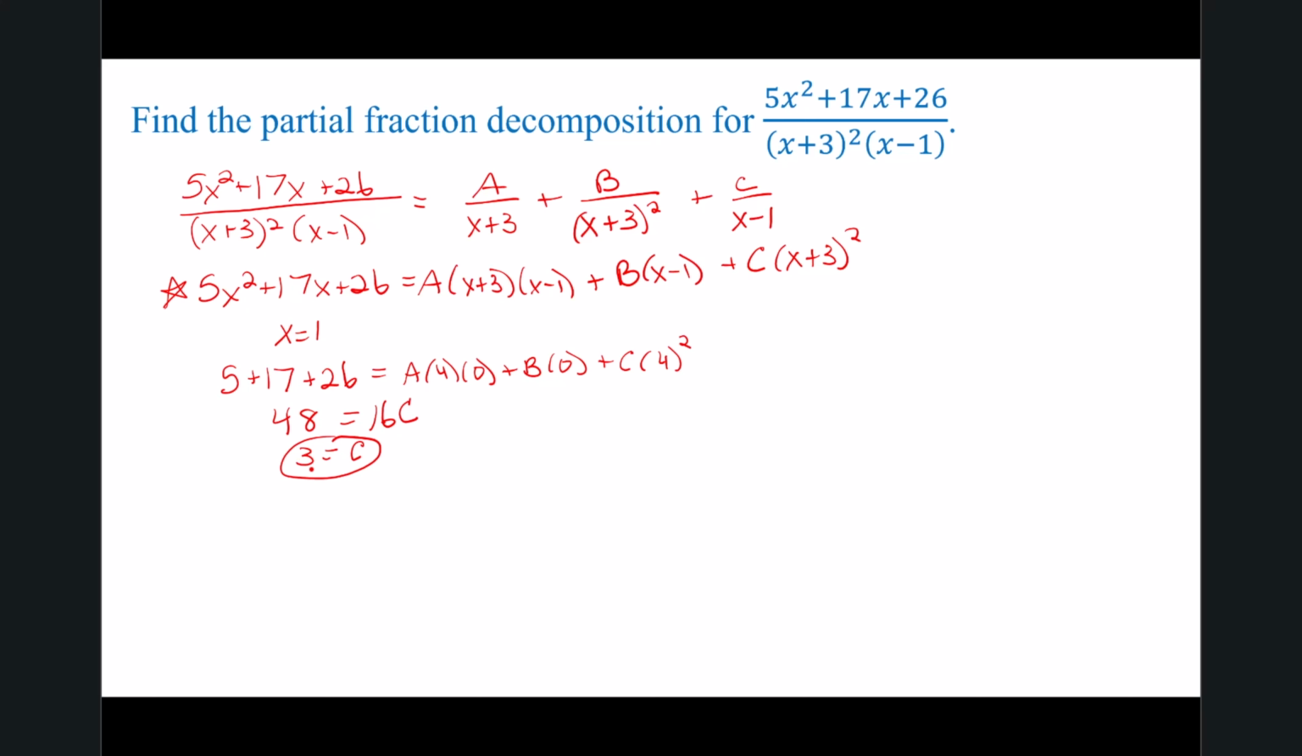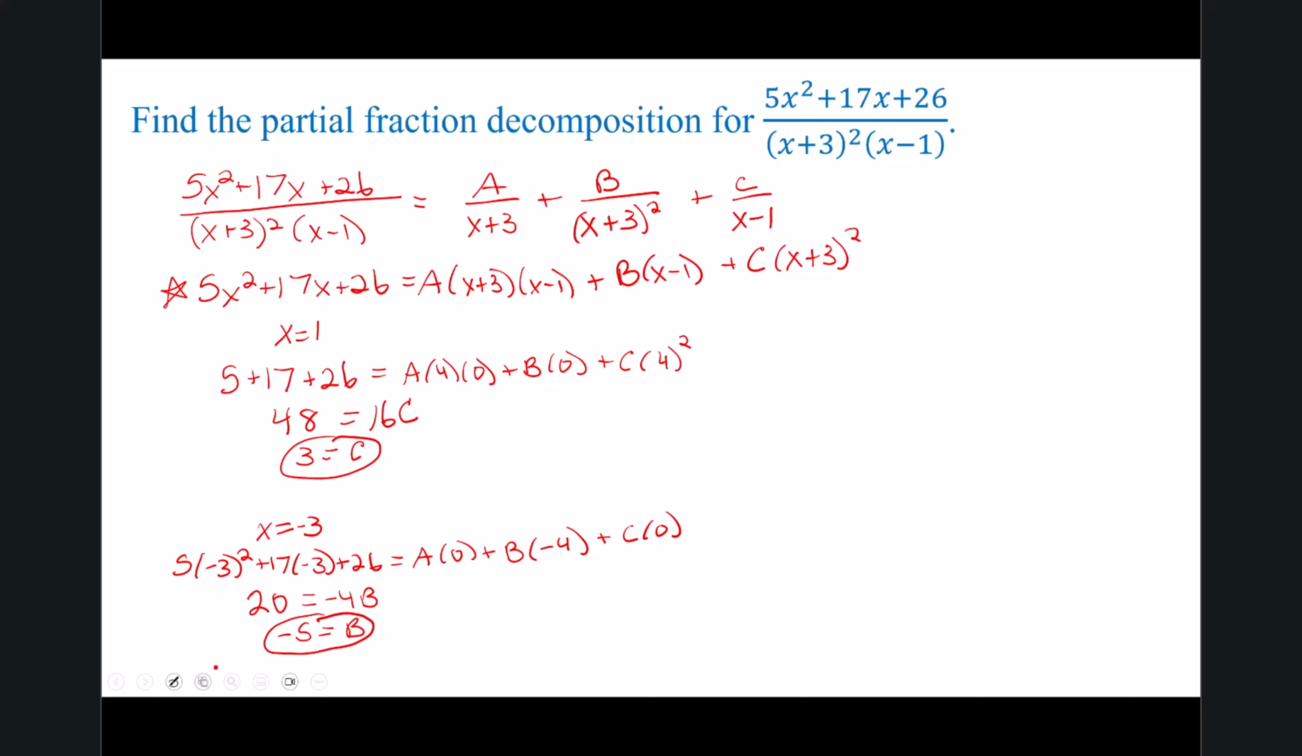So I know the C is 3. Then I'm going to go back to the start equation and pick a different value for x. This time I'm going to pick negative 3, because negative 3 makes the x plus 3 factors equal to 0. So on the left side, I have 5 times negative 3 squared plus 17 times negative 3 plus 26 equals A times 0 plus B times negative 3 minus 1, which is negative 4, plus C times 0. So the A and C terms are gone. On the left side, if I multiply and add there, I get 20. And on the right side, I have negative 4B. Divide both sides by negative 4, and I get B is negative 5.